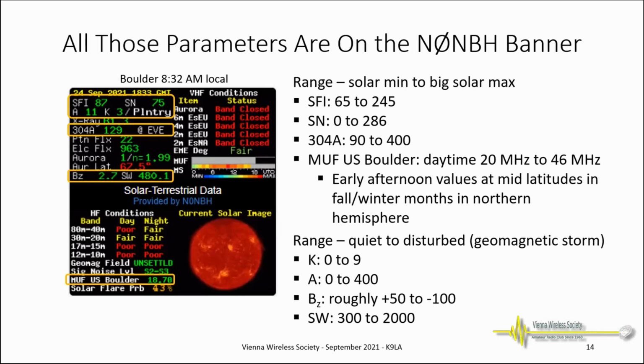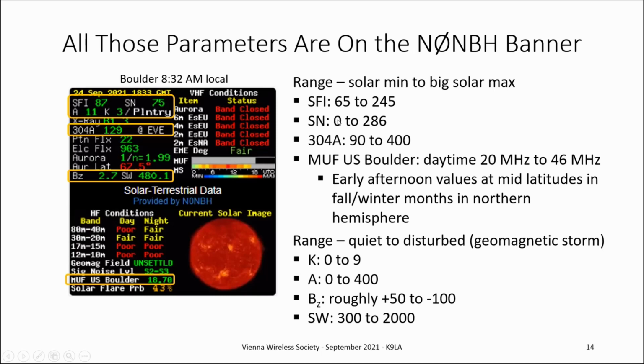Now let's look at the range of those parameters, going from a solar min to a big solar maximum. The daily solar flux can go from 65 all the way up to 245. So if we look at what happened earlier today, September 24th at 1833 GMT, so that was about 2:30 Eastern Daylight, solar flux was 87. That tells us we're a heck of a lot closer to solar minimum than solar maximum.